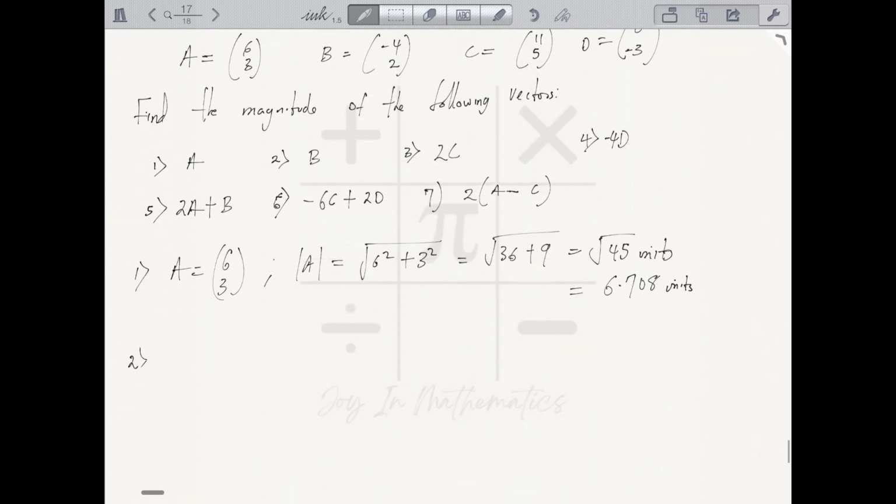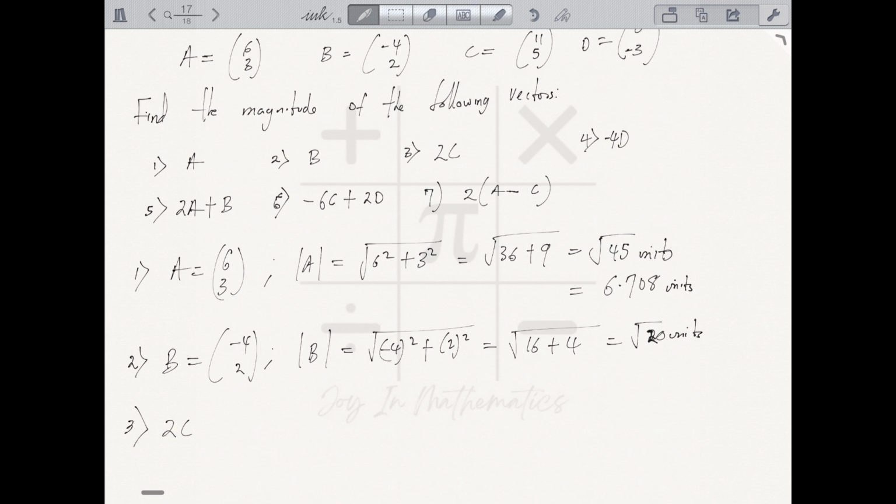Let's move on to question 2. We have B is equal to (-4, 2). So the magnitude of B can be written as the square root of (-4) squared plus 2 squared. So this will be equal to the square root of 16 plus 4. That's root 20 units.